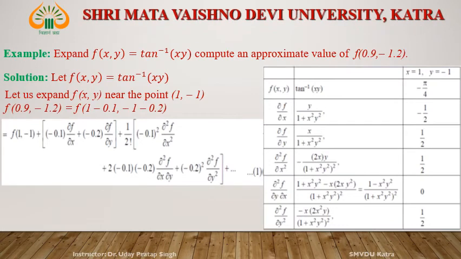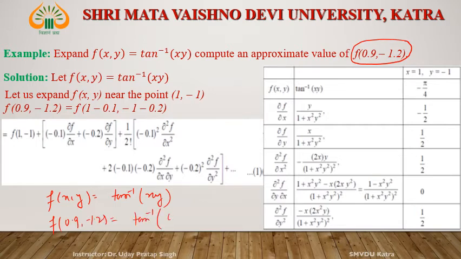Now let us see another example. This example is somehow different from the above two examples, that we have to compute the value of the function. It means what is our function? Our function is given that f of xy is equal to tan inverse xy. Now we have to compute f of 0.9, minus 1.2. This is equal to tan inverse 0.9 into minus 1.2. Okay, we have to compute this.